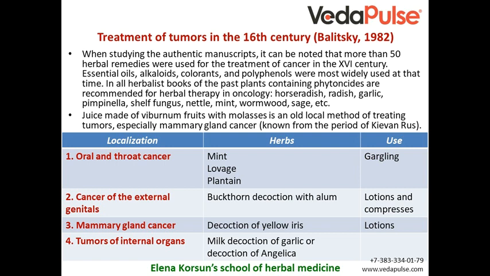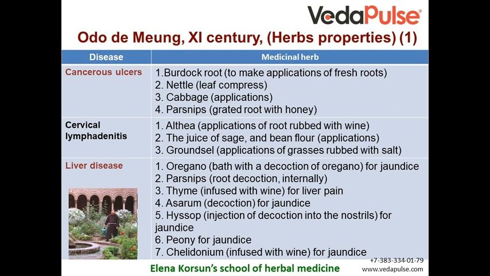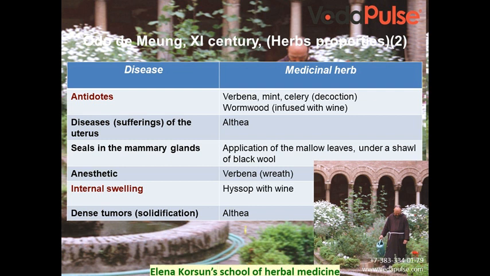Interpretation given by Yuri Schultz provided information on usage of herbal therapy in medieval centuries. For example, usage of oregano, thyme, hyssop, chelidonium. Ulcers due to cancer were treated by burdock roots, or nettle, cabbage, and parsnips. You can just check out the slide. The topic is the same.